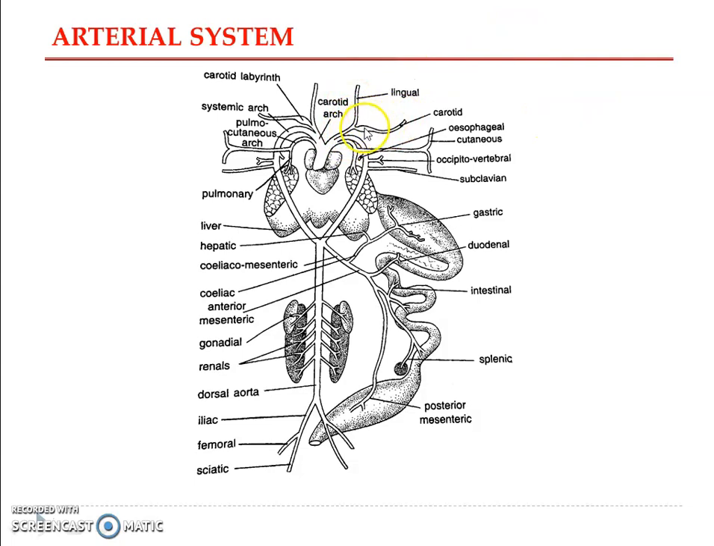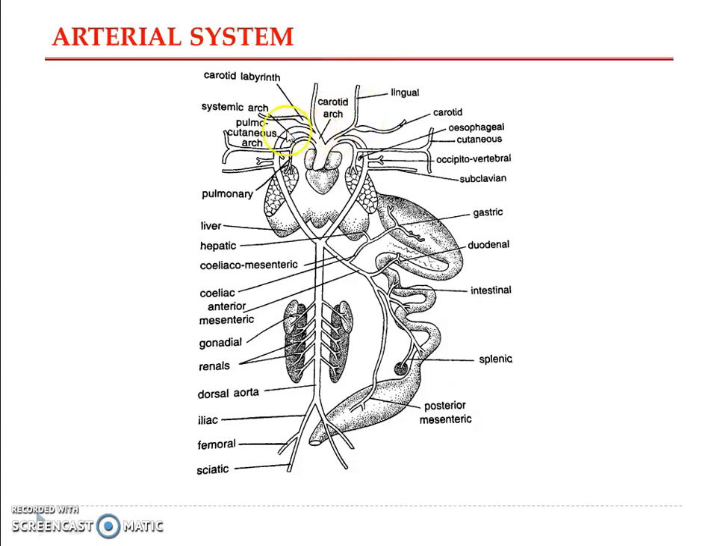The internal carotid, soon after it branches out at its base, has a swollen structure, and this is known as the carotid labyrinth, or what we have referred to as the carotid body. It contains chemoreceptors meant for detecting the partial pressure of oxygen and carbon dioxide. It also contains baroreceptors, or pressure receptors. Now the baroreceptors, chemoreceptors. Okay.